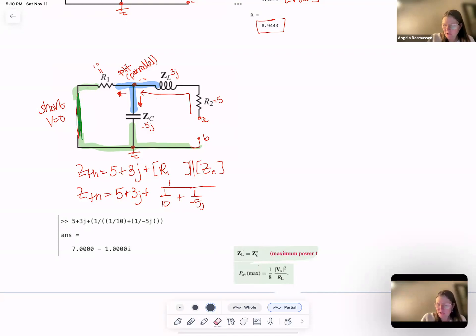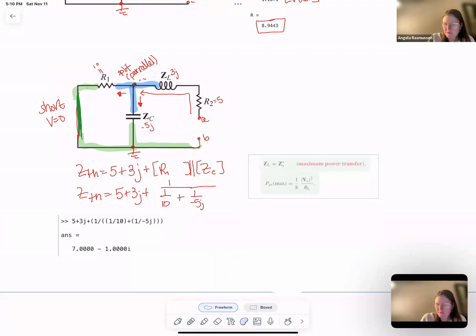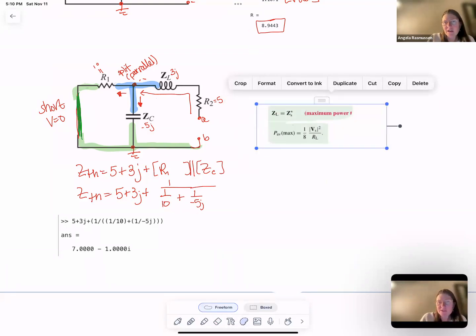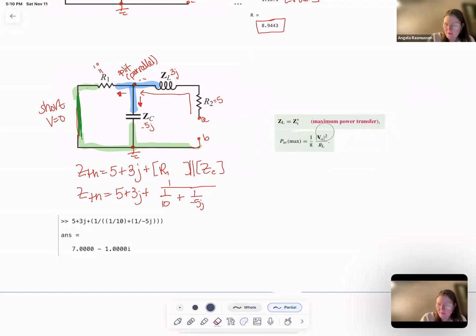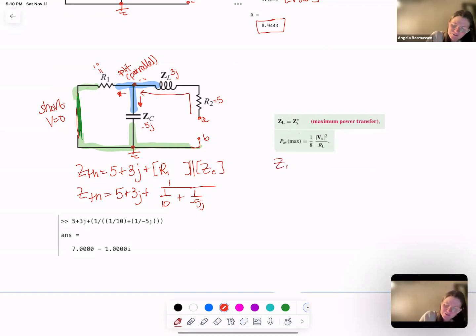From here, I want to find the load ZL, which is going to be the complex conjugate of ZTH. And so that yields 7 plus j. That's my answer for ZL.